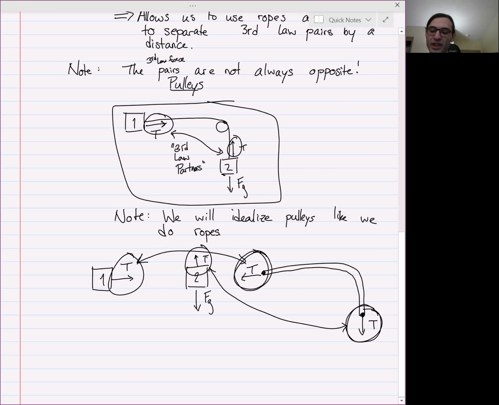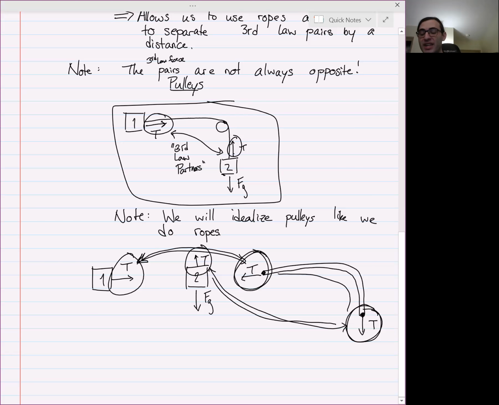So what's happening is that this tension force is being transmitted all the way, sorry, this diagram's getting messy, all the way to the other block. Yeah, third law partners have to act on different objects. So the point is that the magnitudes of these two tension forces have to be equal because there are two third law force pairs acting.